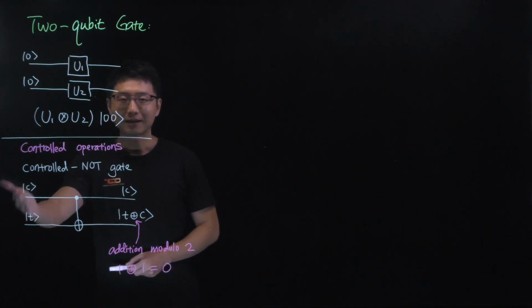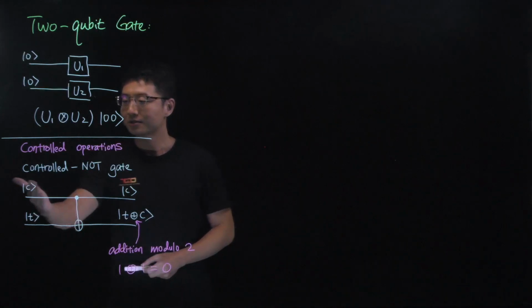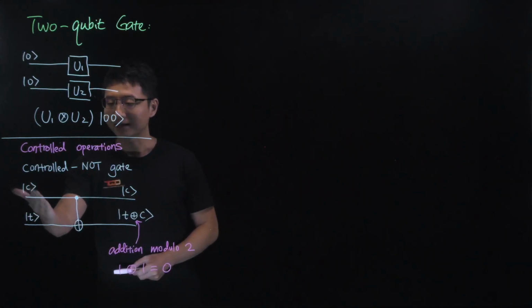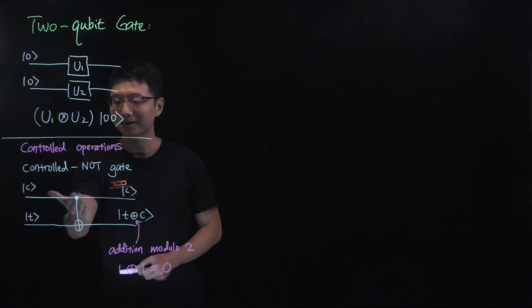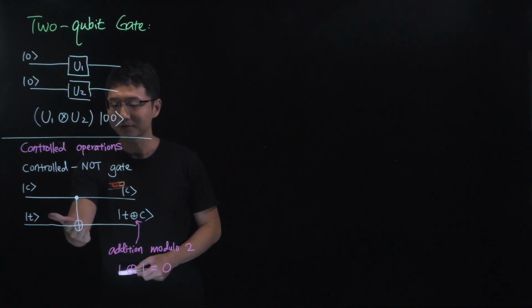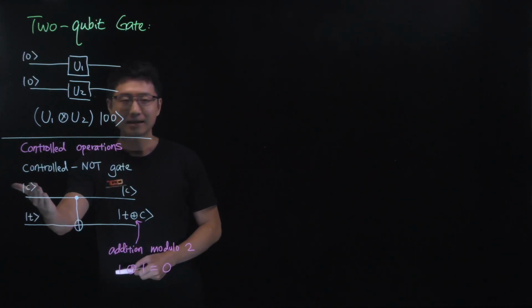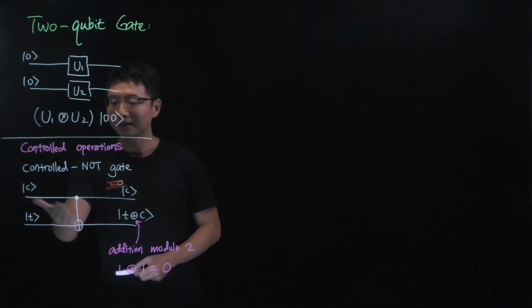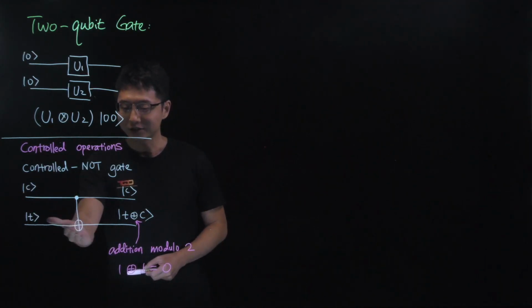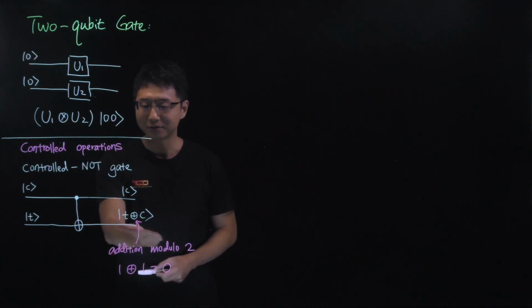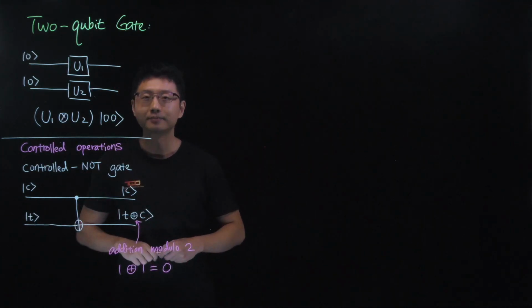So if nothing is specified, we normally assume that the top line or the top wire is the control qubit. So with the dot over here, that controls what we do on the target qubit. So here, what we will do is that if C is equal to 0, nothing happens to the target state. If C is equal to 1, then we do an addition modulo 2 to the target state, with the addition modulo 2 between the T and the C.